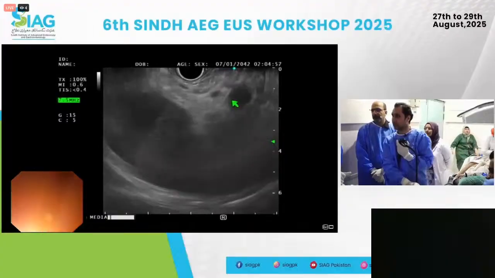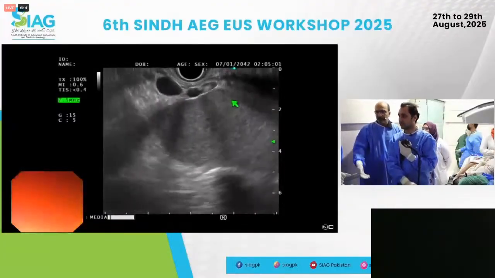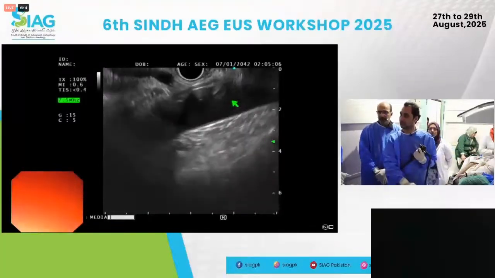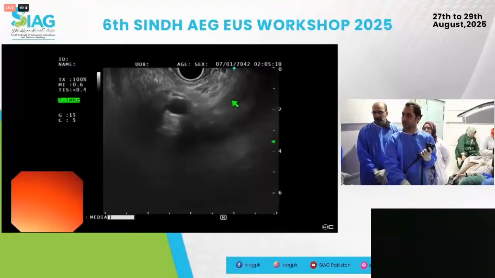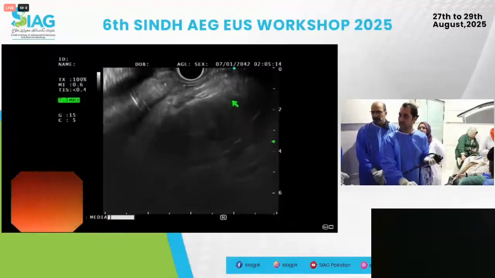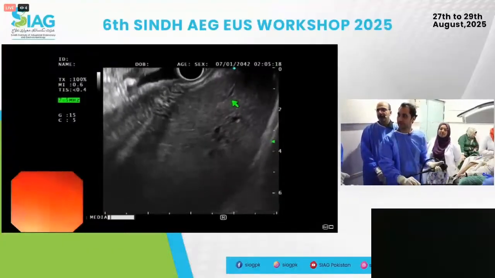Let's go to the mediastinum. So in the mediastinum, you just want to go back to counterclockwise and pull back. So there's the aorta. Good. Keep pulling back and show us the mediastinum. Good. Good. Keep coming back. Liver.